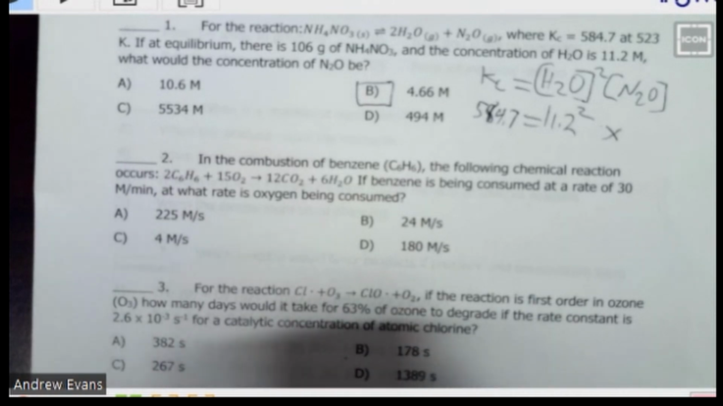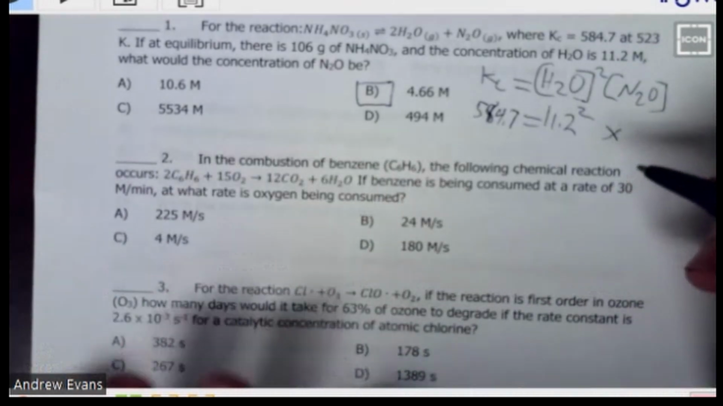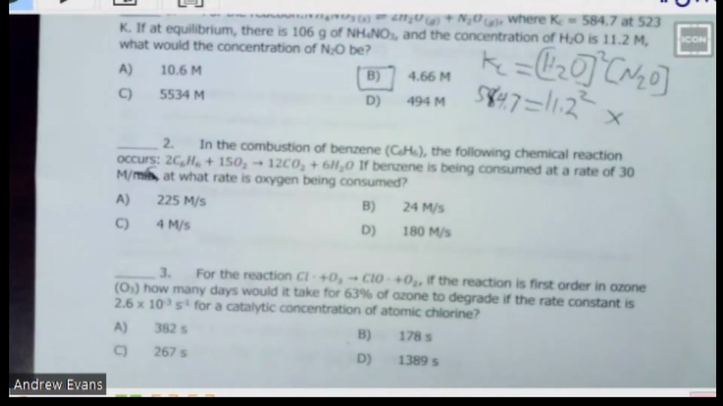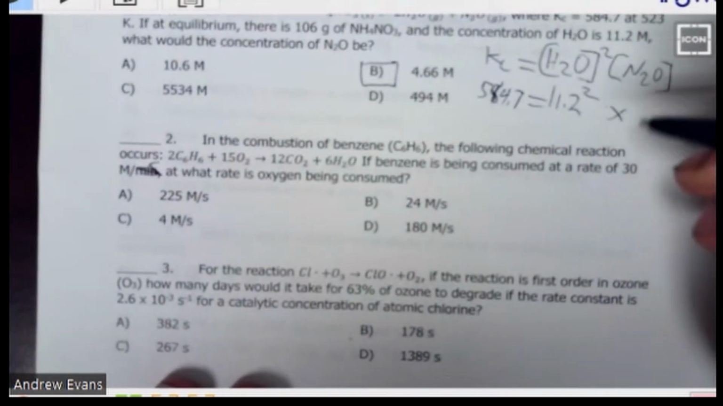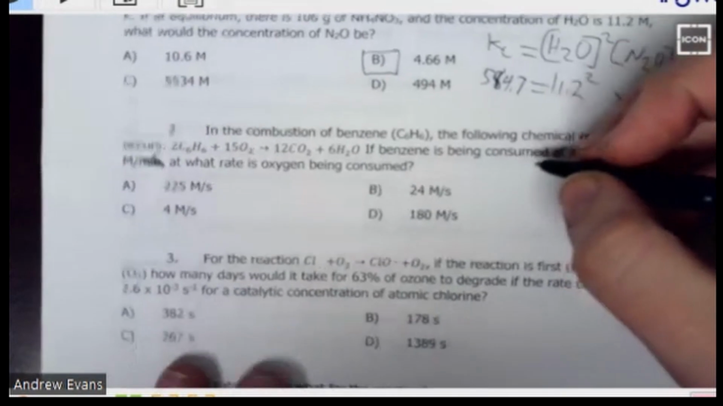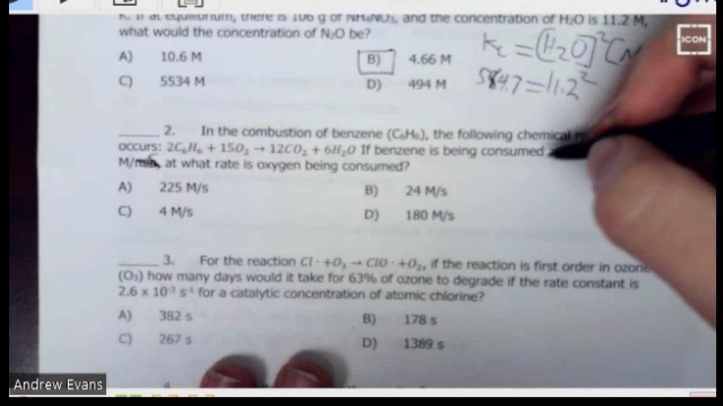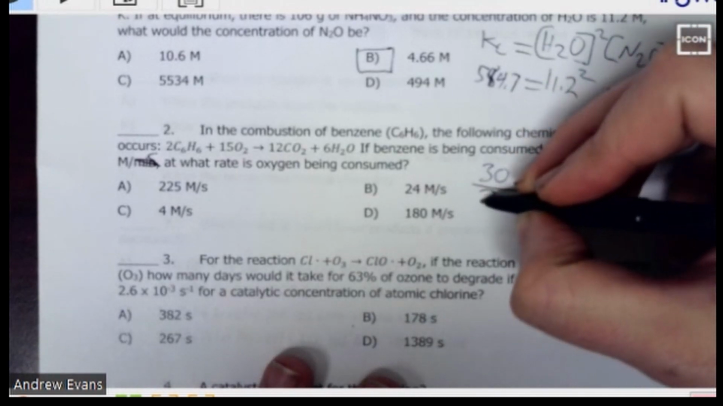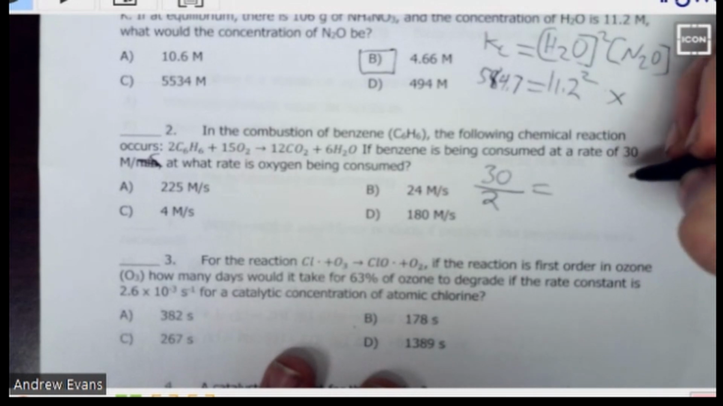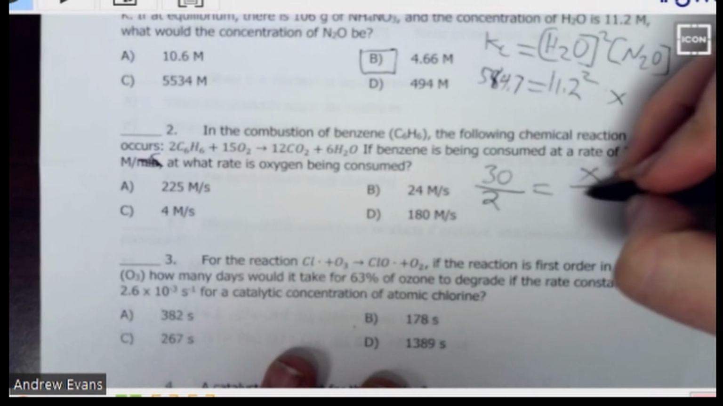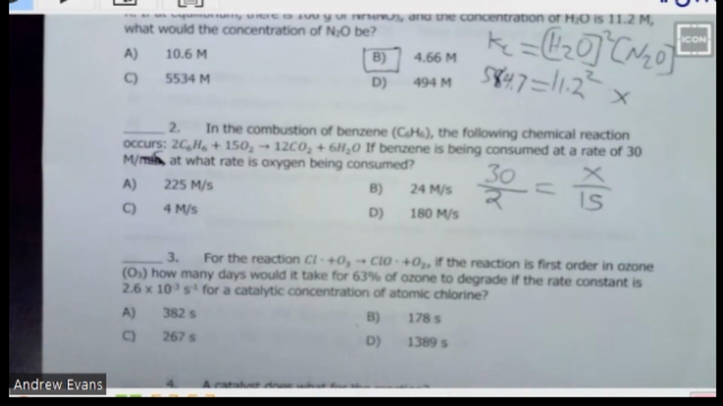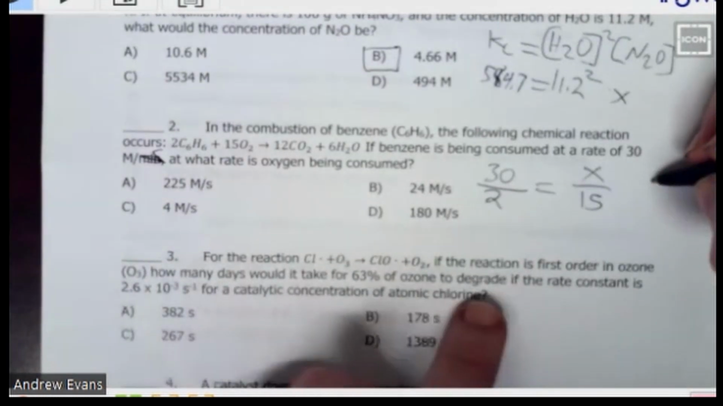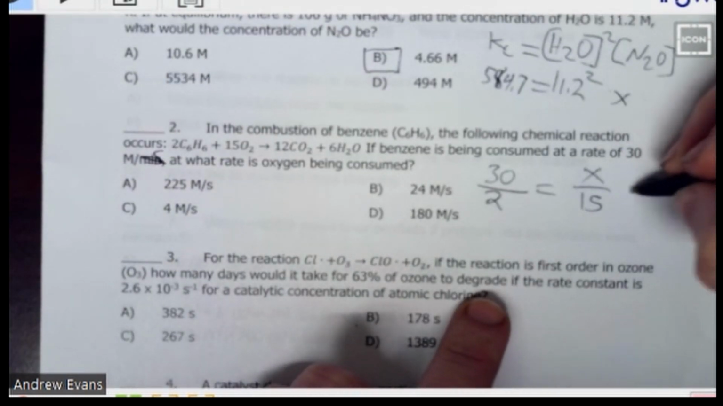Okay, combustion of benzene. It's a rate reaction. There is a typo here. There should be molarity per minute. It should be molarity per second. Either way, without that typo, you still should have been able to get this. 30 is the benzene. 30 over 2 equals X over 15. The only way this works, 30 divided by 2 times 15 is 225.